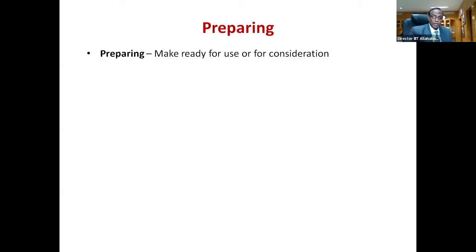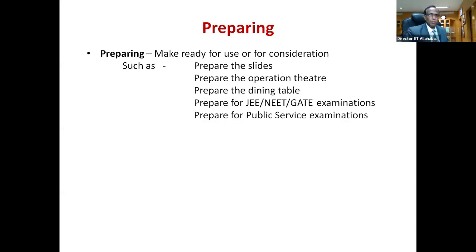So preparing is to make ready for use or for consideration. Make ready, keep it ready. That is what preparing is. Like I have prepared these slides. I got to prepare these slides with the help of my personal secretary because I have got to make the presentation today. Like preparing the operation theater. A surgeon will immediately call the head nurse and ask her to keep the operation theater ready. Then we can take the patient and perform surgery. That is preparation. Prepare the dining table. Suppose you have invited a guest, then your spouse will be very busy preparing the dining table, preparing the food.